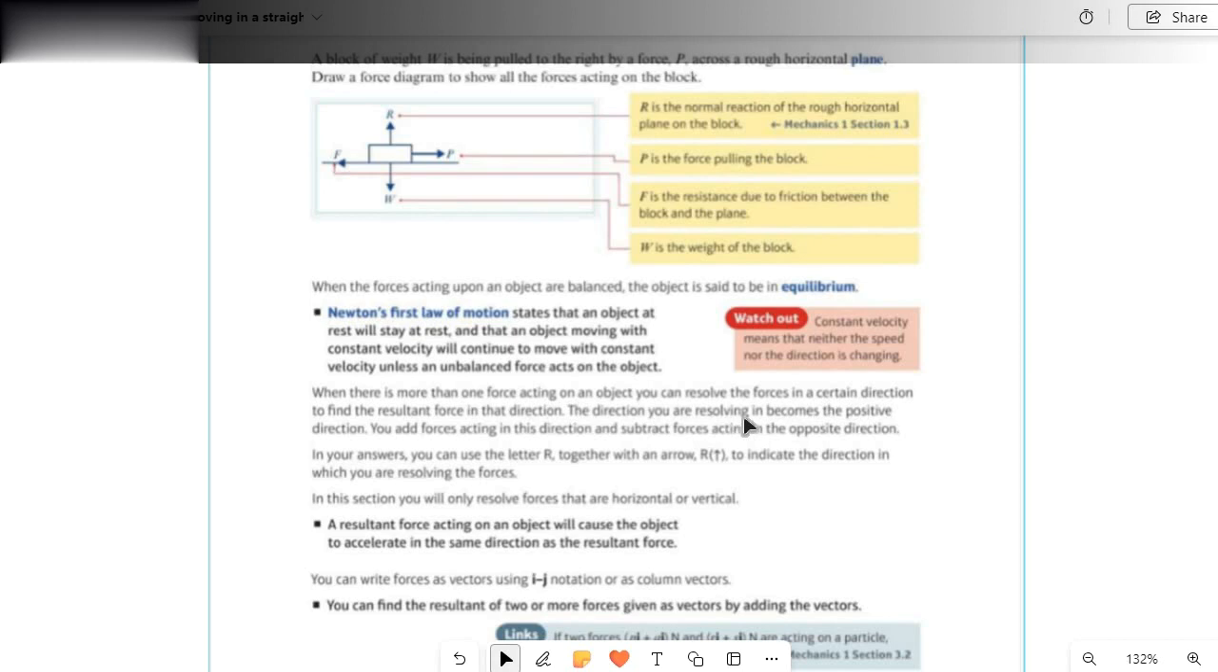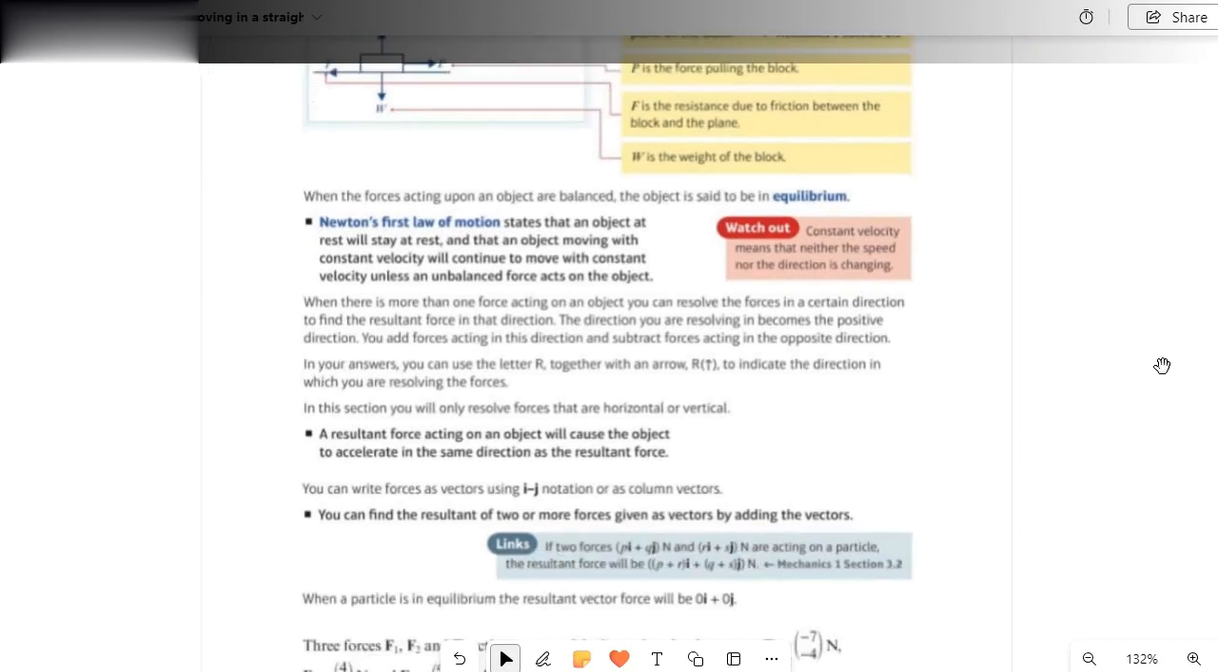The direction you are resolving in becomes the positive direction. You add forces acting in this direction and subtract forces acting in the opposite direction. In your answer, you can use the letter R together with an arrow, for example R up, to indicate the direction in which you are resolving the forces. In this section, you will only resolve forces that are horizontal or vertical. The resultant force acting on an object will cause the object to accelerate in the same direction as the resultant force.